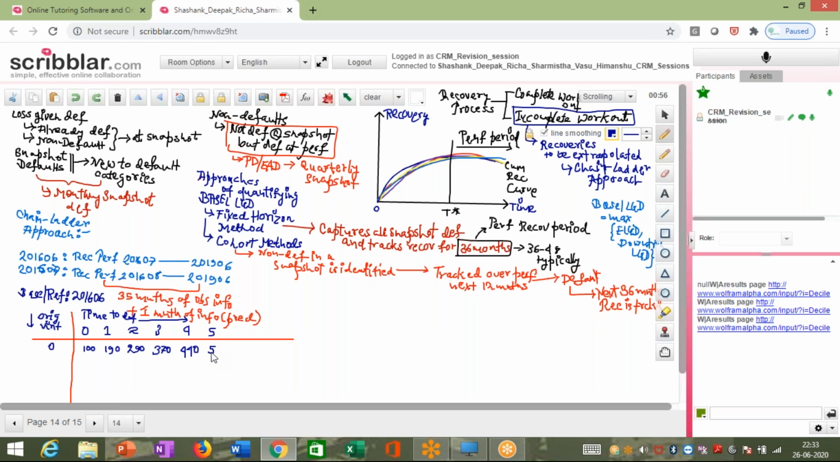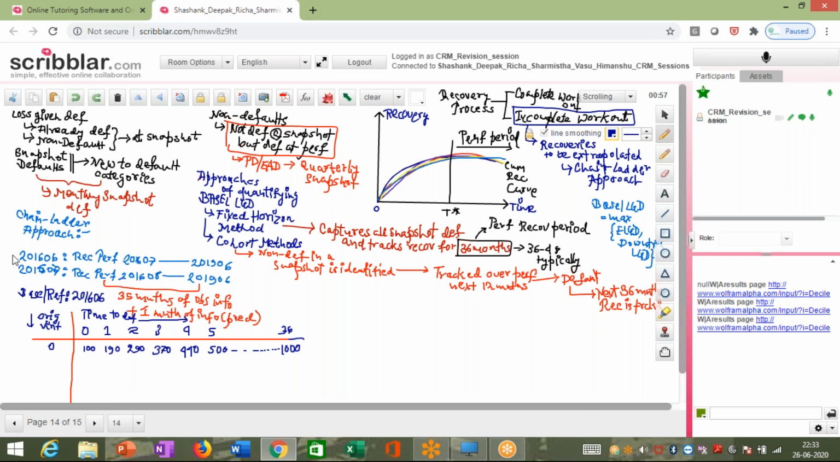Now this can be done in terms of years, or you can look at it in terms of months, and it goes on up to the 36th month, where let's say a total of $1,000 has been collected. So from zero, this entire thing goes on.